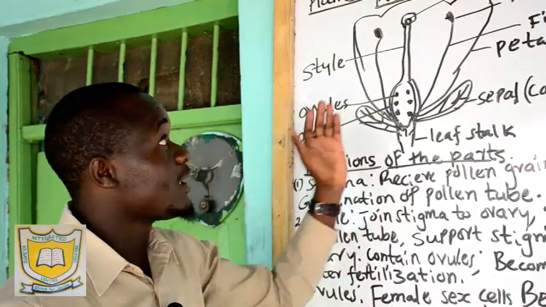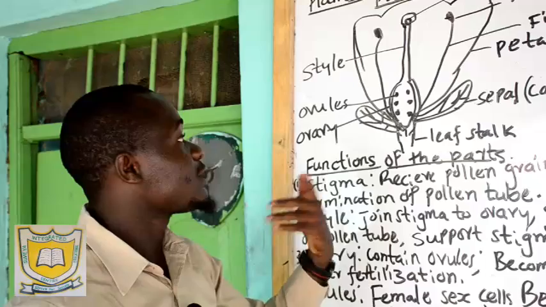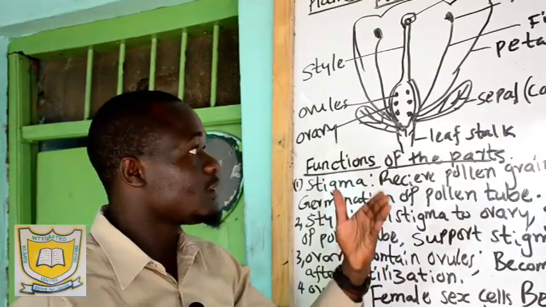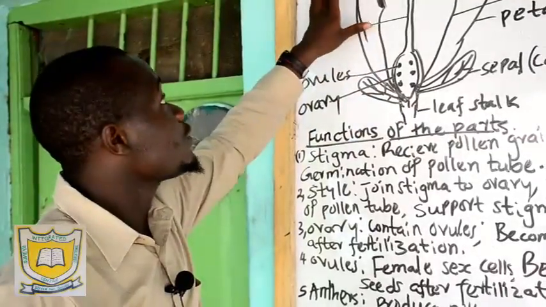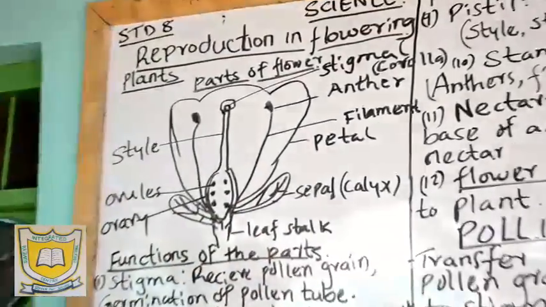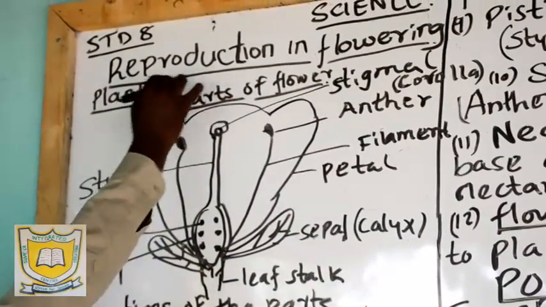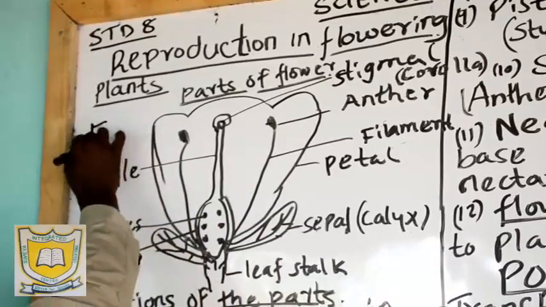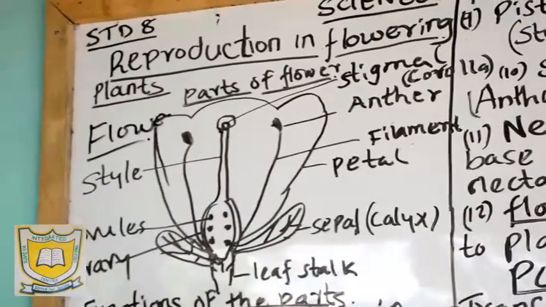Now we have female and male. With asexual, I said it's the same parent, and this same parent produces organisms which have the same characteristics. Today we are going to talk about reproduction in flowering plants, and first of all we must identify that the part of a plant that deals with reproduction is the flower.